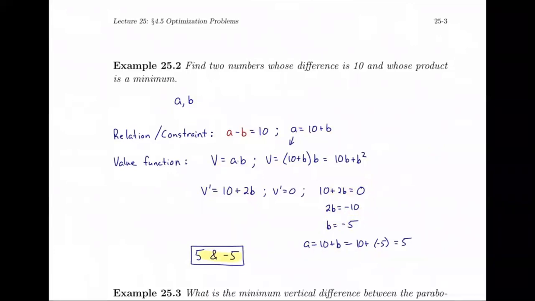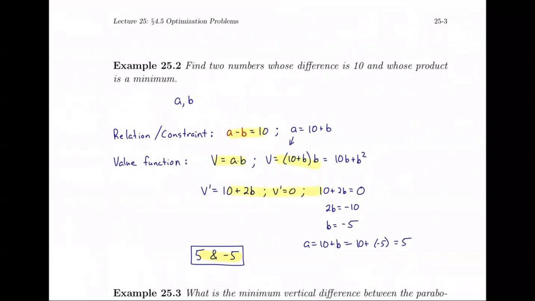This is kind of one of those math puzzles: find two numbers whose difference is 10 and whose product is a minimum. It really takes a lot of the mystery out of those types of puzzles now, because we have a very direct way to represent the constraint, write down the value function, substitute the constraint into the value function, and then optimize the value function to find the pair of numbers that do that.